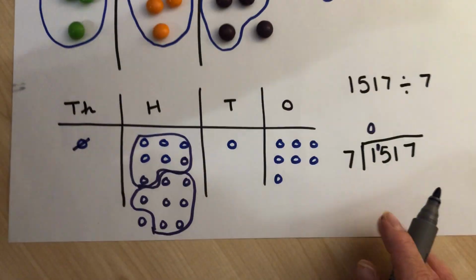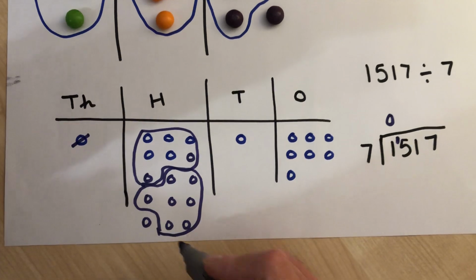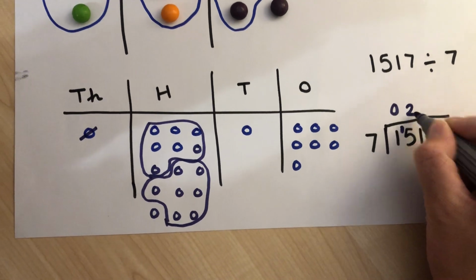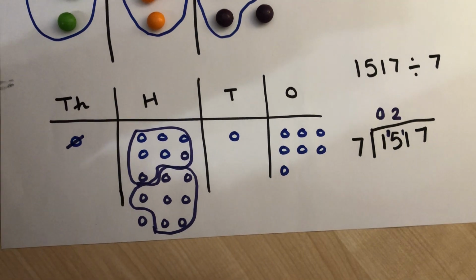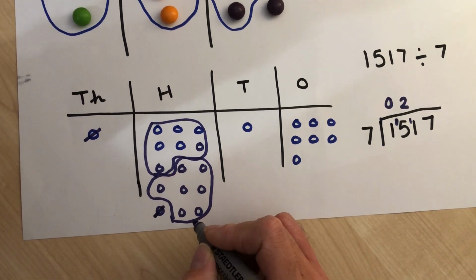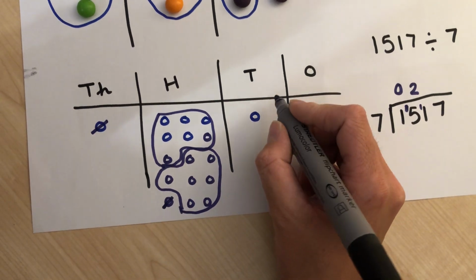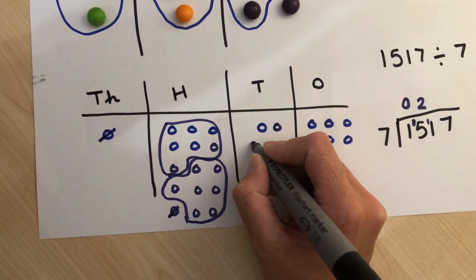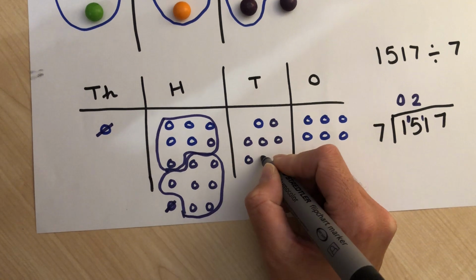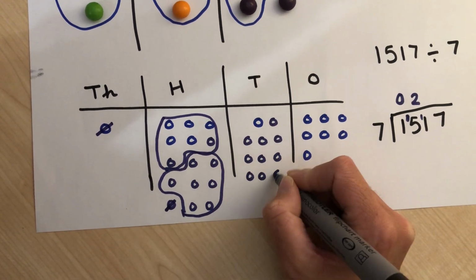I've then done the same thing and I've drawn around. And I've managed to make 2 groups, so I put the 2 above, and I've got 1 left over here, so I move that over in front of the 1. I then cross that off on here and draw 10 more in the tens column, because 100 is the same as 10 tens. 2, 3, 4, 5, 6, 7, 8, 9, 10.